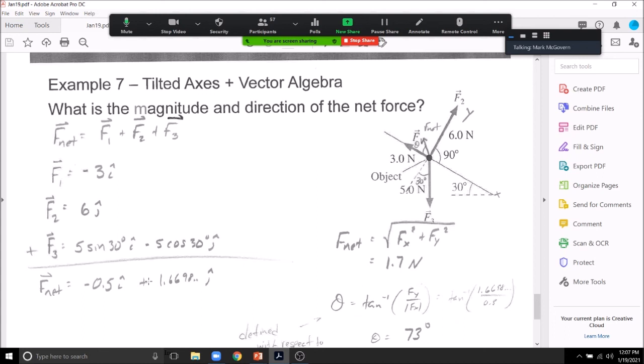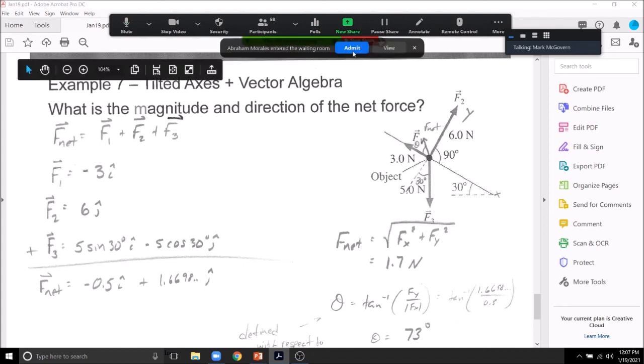Now, it turns out that this vector right here is quadrant 2 because it has a negative x component and a positive y component. So I drew a little theta right there to represent the angle. And so my arctangent is going to be the y over the x component, make everything positive, and I get a 73-degree angle here, which is a lot steeper than this looks, but that's how it works out, I guess.